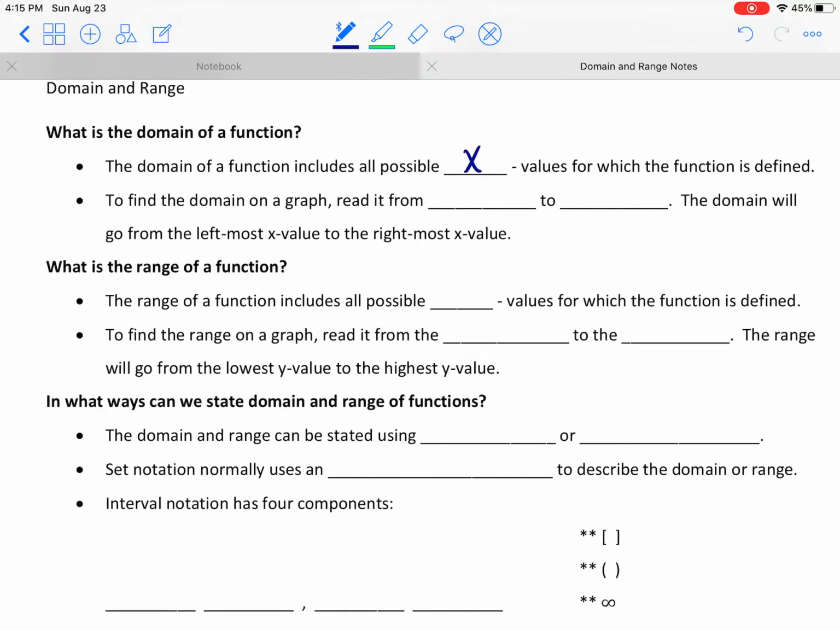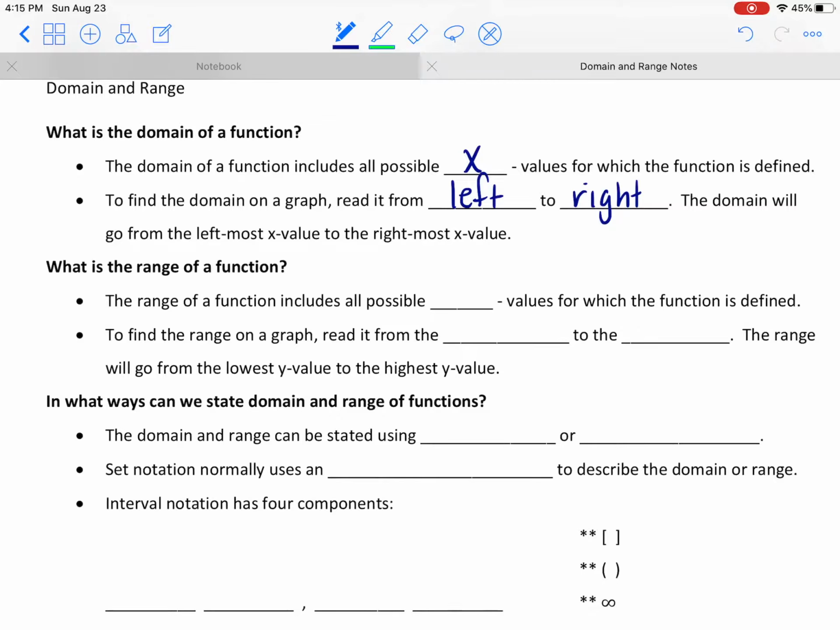So the domain of a function is going to include all x values for which that function is defined. And if we're going to be reading our domain from a graph, we're going to read from left to right, which should make sense. If we're trying to identify the x values that are encompassed on that graph, we're going to use the x-axis as the guide. And since it runs from left to right, we will read from left to right. So our domain is going to be made up of the leftmost x value to the rightmost x value.